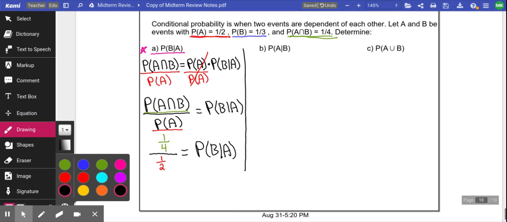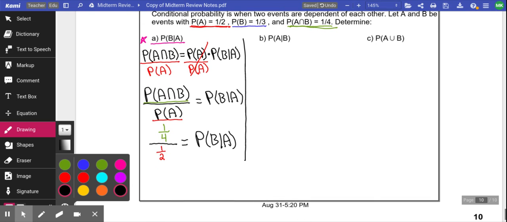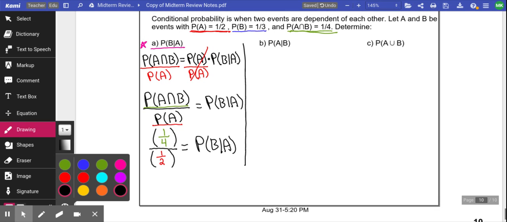When you're putting this in your calculator, make sure you put brackets around your fractions. So I'm going bracket 1 divided by 4, then close the bracket. And then I divide by bracket 1 divided by 2, and I close the bracket again. If I do that, I get 0.5 is the probability of B happening given A happened.